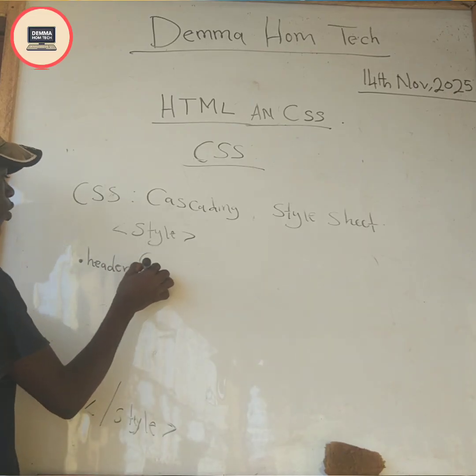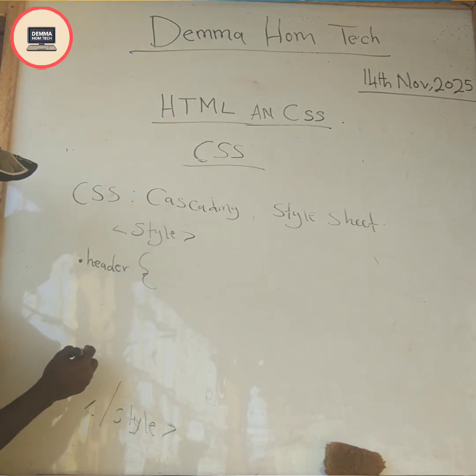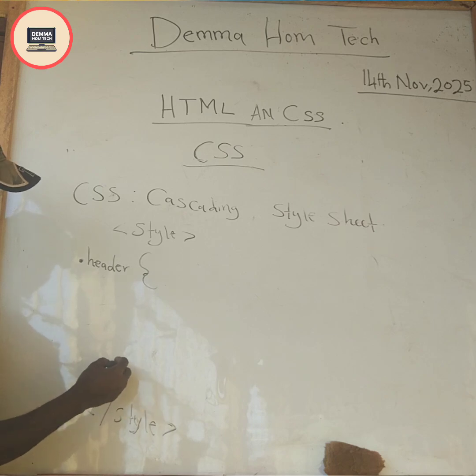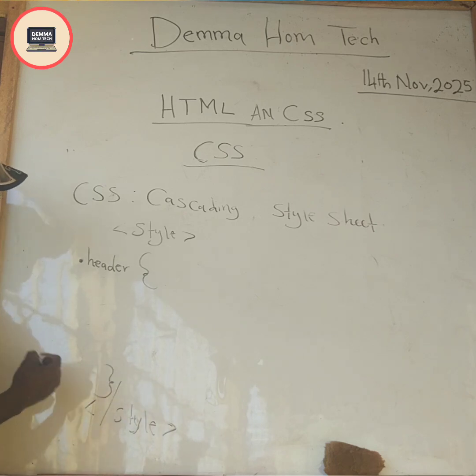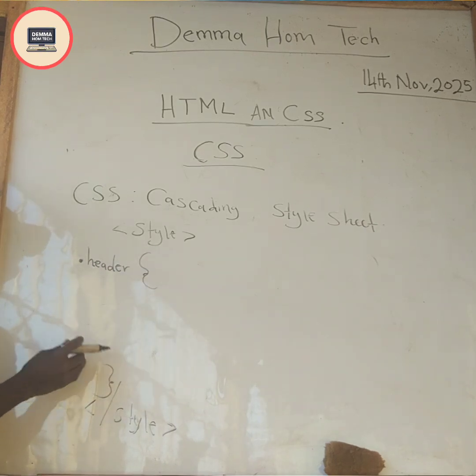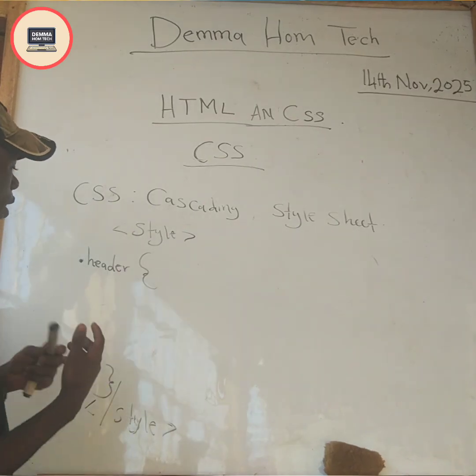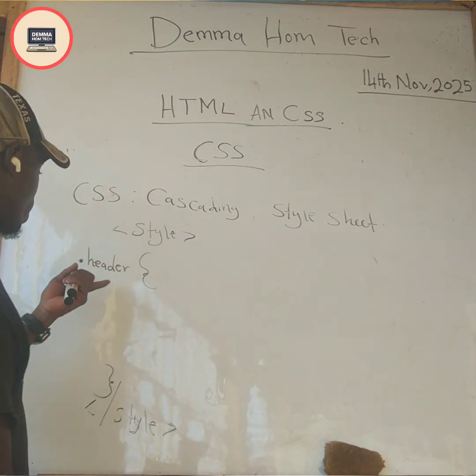Then I told you to bring your curly brackets. Then don't forget to close the curly brackets too. When you are done starting it, you have to close it. So this is our open curly bracket and what? The closing curly bracket. So between them, you can now style it. We are styling the header.